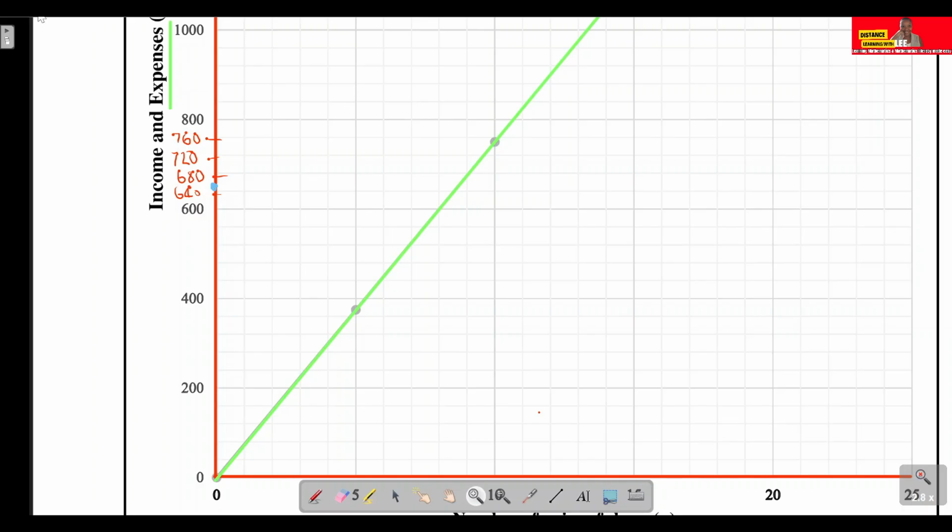Let's plot the next point. Your x is 5, but your y is 775. So we are here, the x is 5, the y is 775. This is 760 here, and 775 is somewhere there, so I'm just going to approximate and put it there. The next point: your x is 10, your y is 900.